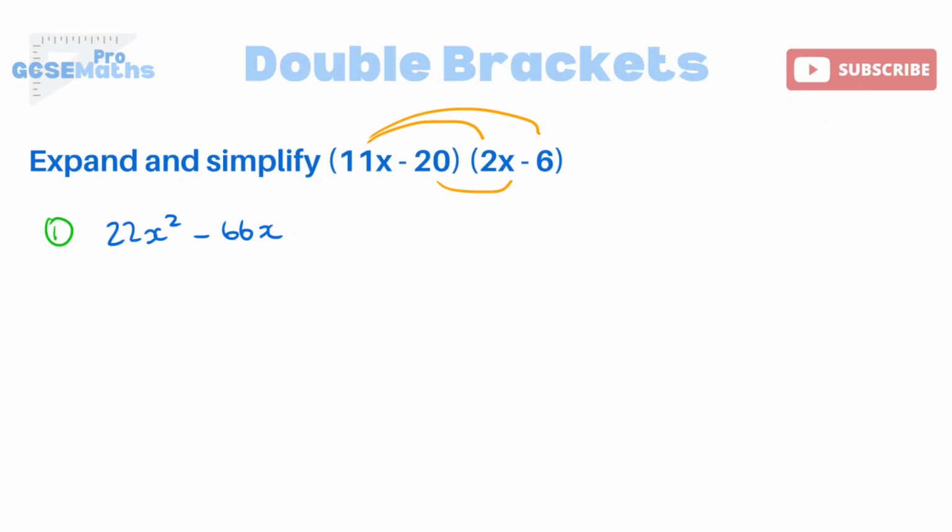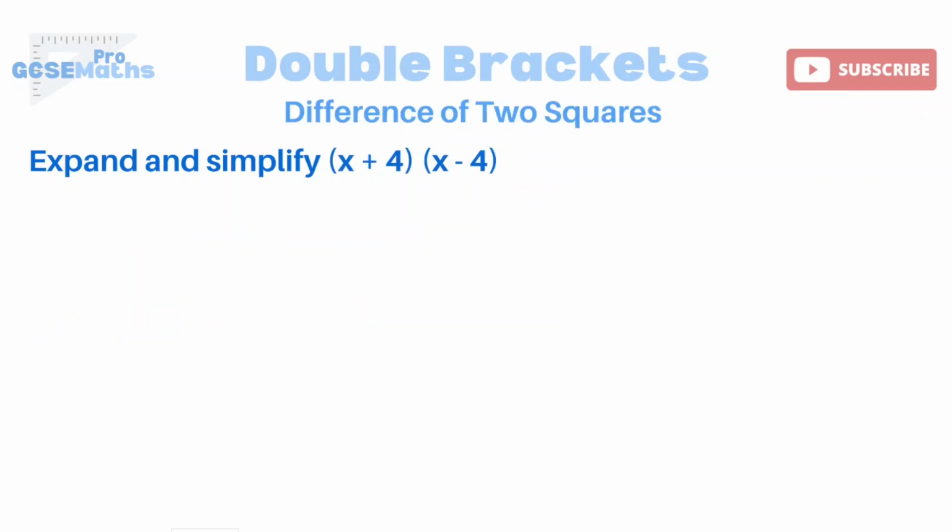Minus 20 times 2x will give me minus 40x. And finally, minus 20 times minus 6 will make a positive, so plus 120. We've expanded, now we're going to simplify the middle part. We've got 22x squared, minus 66x, take away another 40x will give me minus 106x, and then plus 120 at the end. So you might end up with some that do have quite big numbers, but it's still the same method, isn't it?